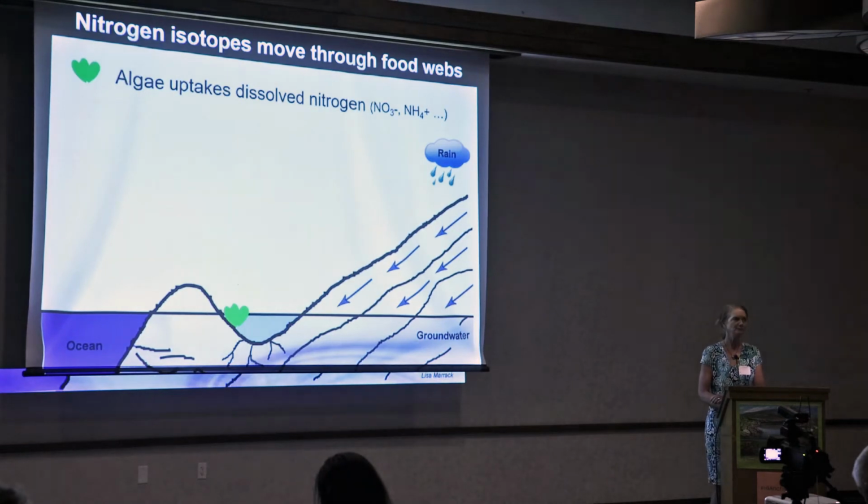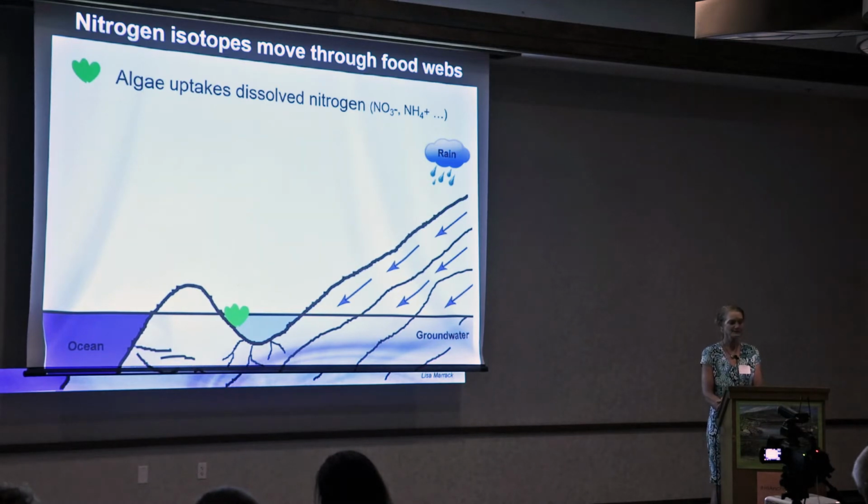Now, for quite a while, people have been using nitrogen isotopes as they move through the food webs as an indicator of sewage. Some of you really know a lot about this and some may not, so I'm going to do a really brief introduction here, hopefully not too brief.